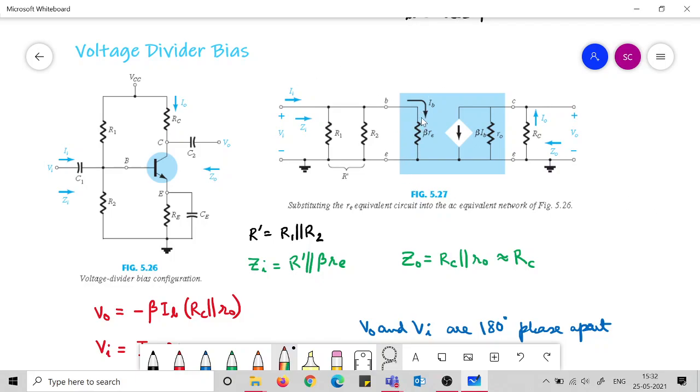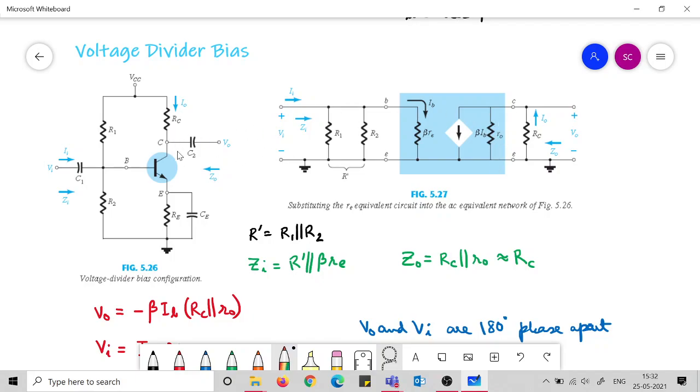So after this beta Re you come to the output side. In the output side the current IC is flowing, but IC is nothing but beta IB. So this is coming inwards this side. This current we can show here, beta IB, and the BJT output resistance is also there, which is R0 placed here.